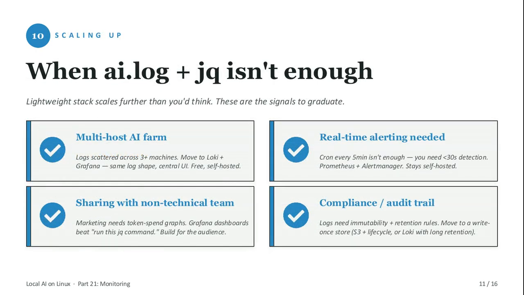Now, AI.log plus jq will carry you further than most people expect, but there are 4 moments when it's time to graduate. When your AI workload spreads across 3 or more machines, move to Loki and Grafana. Same log shape, just centralized. When a 5-minute cron isn't fast enough and you need sub-30-second detection, bring in Prometheus and Alertmanager. When non-technical teammates need to see token spend, give them a dashboard, not a jq incantation. And when compliance enters the chat, you need immutable retention-governed storage, S3 with lifecycle rules, or Loki tuned for the long haul. All still self-hosted, all still yours.